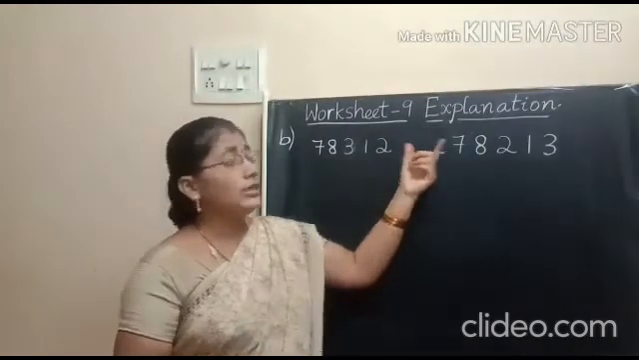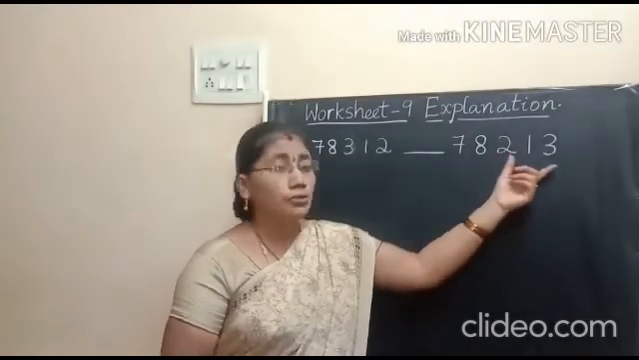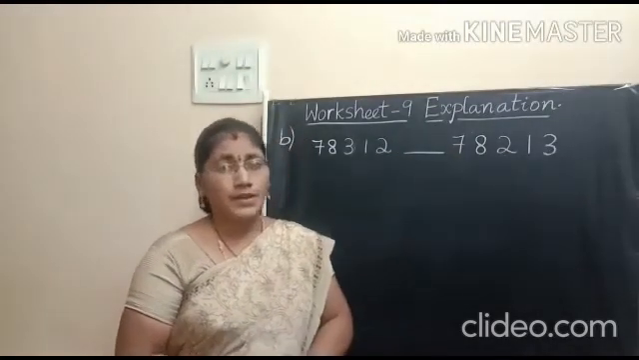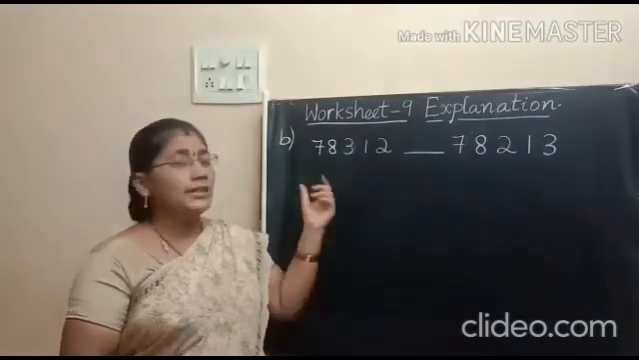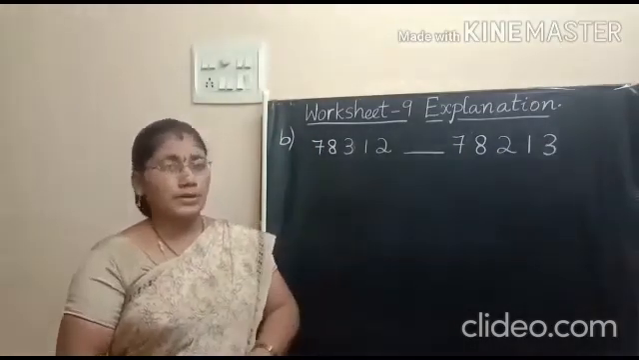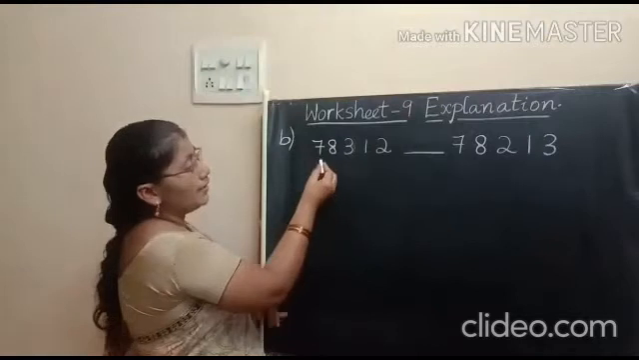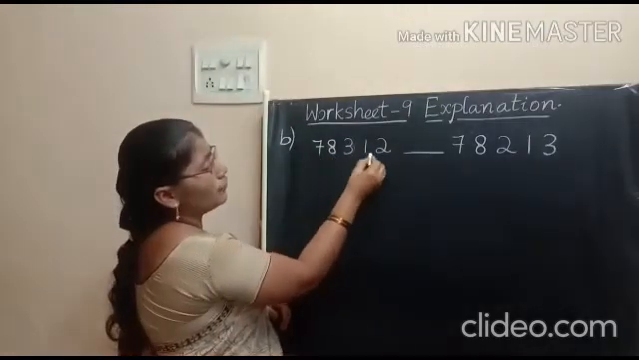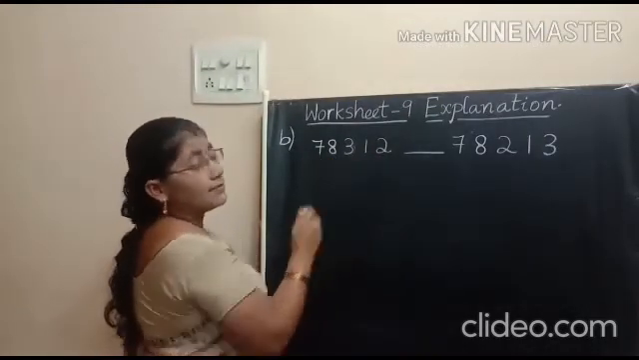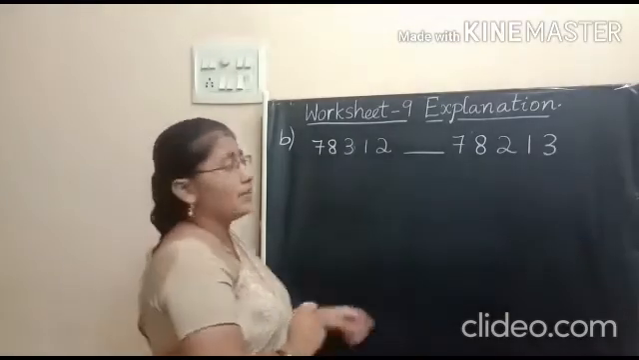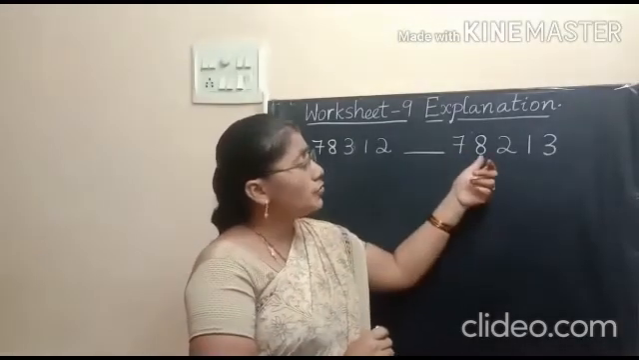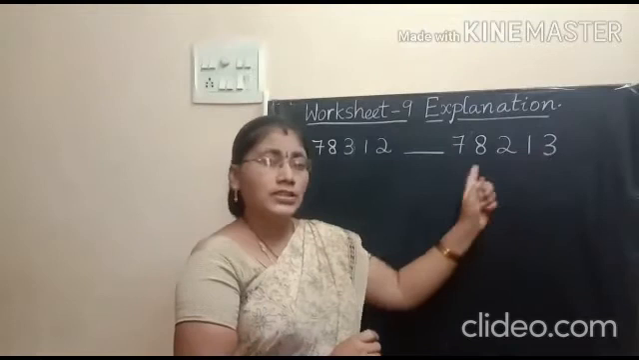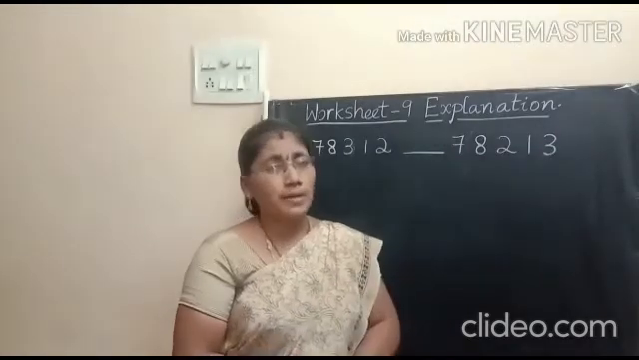In the next bit, we are comparing 78,312 with 78,213. Let us see how many digits are there in the two numbers. Here 1, 2, 3, 4, 5. This is a 5-digit number. And 1, 2, 3, 4, 5. This is also a 5-digit number.